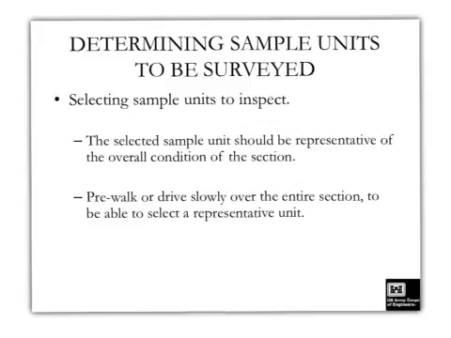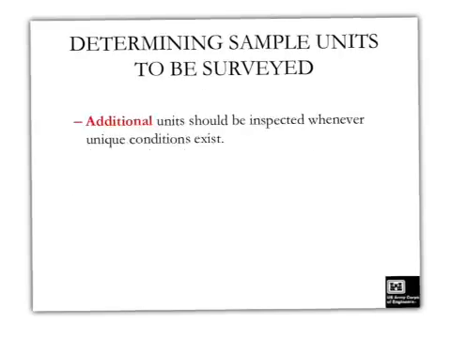So the way to do so is, typically we would ask the technician to have a pre-walk or drive slowly over the entire section in order to be able to select the representative sampling units. And the golden rule that we always have to remember is, we may have additional sampling units that should be inspected whenever a unique condition exists. For example, again, if I have a full section that doesn't have any problem, but there is one little piece that is affected mainly by block cracking, then we have to make sure that there will be some inspected sample units to cover this area as well.